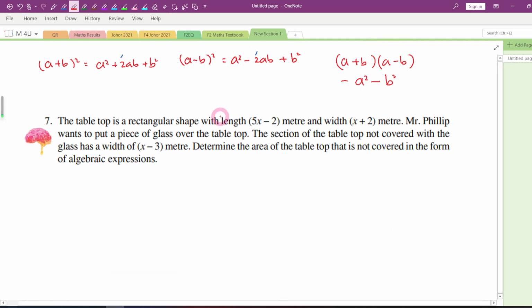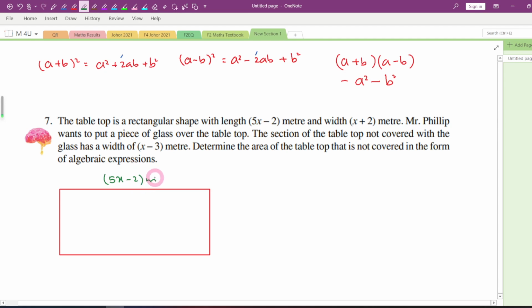Now let's look at question number 7. The tabletop is a rectangle shape with the length of 5x minus 2 meters and the width of x plus 2 meters. Mr. Philip wants to put a piece of glass over the tabletop. Let me sketch a diagram for you first. Now I have a table. The length here is 5x minus 2 meters, and the width here is x plus 2 meters.